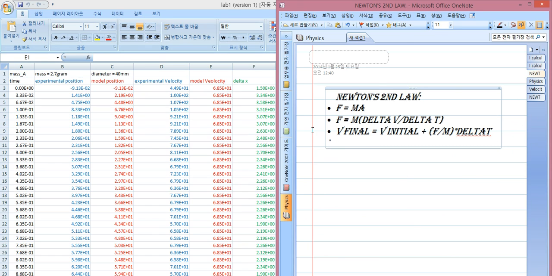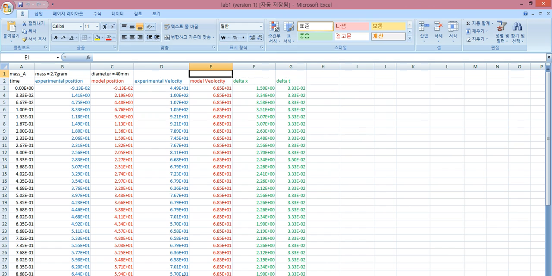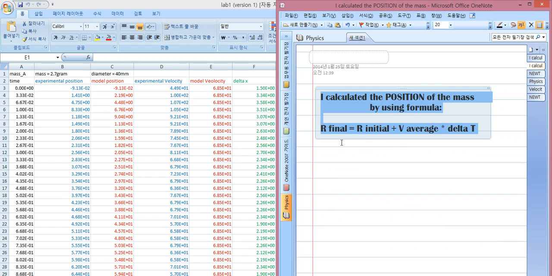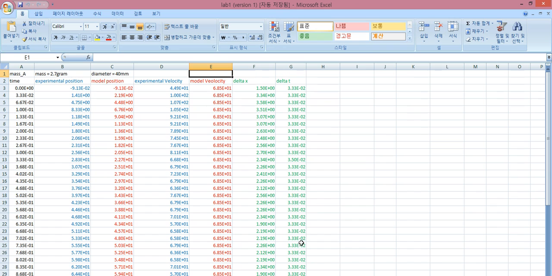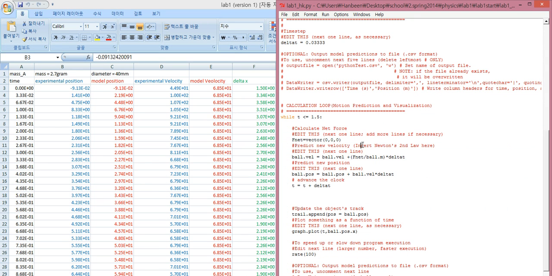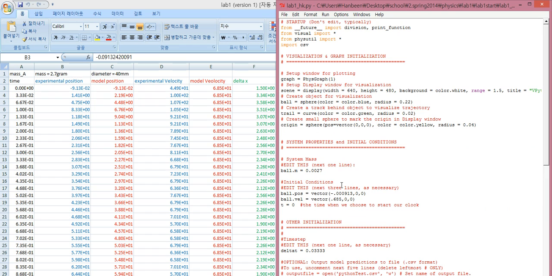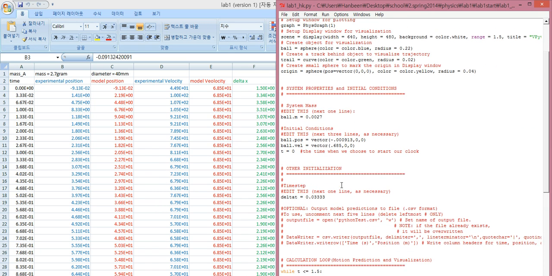In ideal conditions there is no net force, so the final velocity is the initial velocity because the change becomes 0. Therefore, with this constant velocity, I calculated the model position using the formula R final equals R initial plus V average times delta T. Delta T is right here, then velocity, and the initial position was the same as the experimental position. With that in mind, I crafted the Python file, which I'll test briefly.